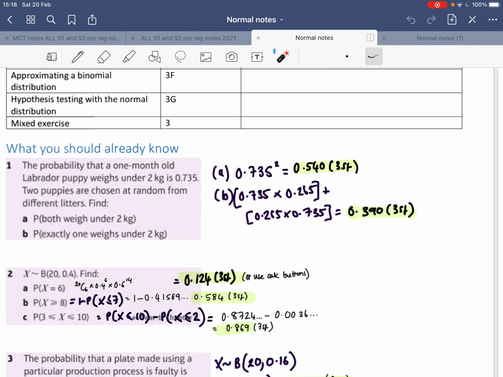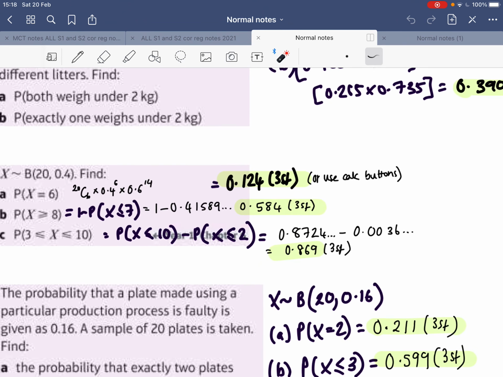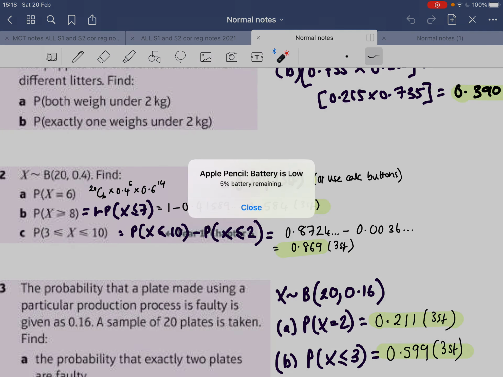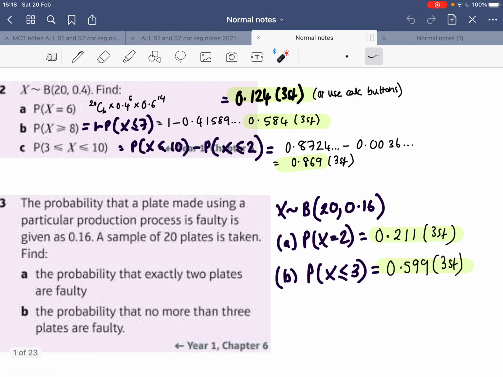Okay, so the "What you should already know" answers. The first one is 0.540, to three significant figures, and part B is 0.390. For question 2, you can either use a calculation or just put it in your calculator. You get 0.124 to three significant figures. For part B, you get 0.584. And for part C, you're doing less than or equal to 10 minus less than or equal to 2, which gives you 0.869 to three significant figures.